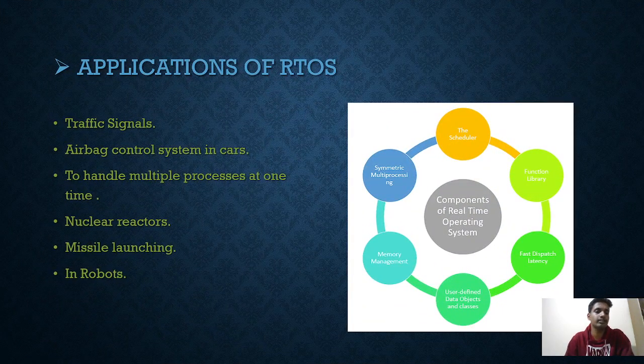Applications of RTOS. Well, it's used in traffic signals, airbag control systems in cars, like whatever I told about right now, to handle multiple processes at one time, nuclear reactors, missile launching, and in robots, obviously. In this picture, we can see the components of a real-time operating system: the scheduler, function library, fast dispatch latency, user-defined data objects and classes, memory management, and symmetrical multiprocessing.